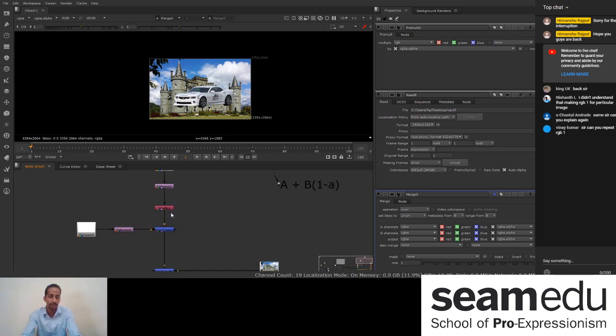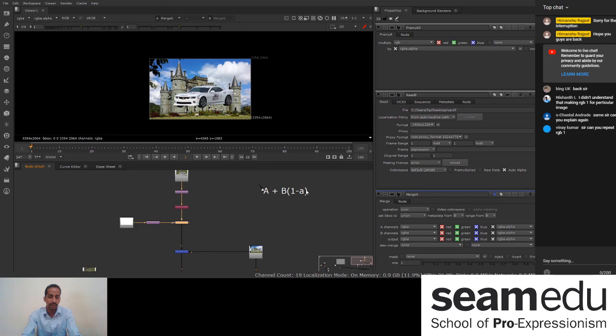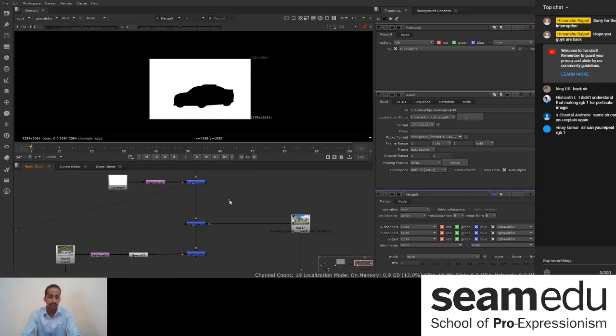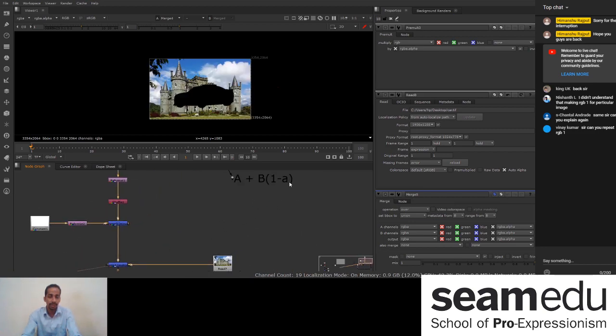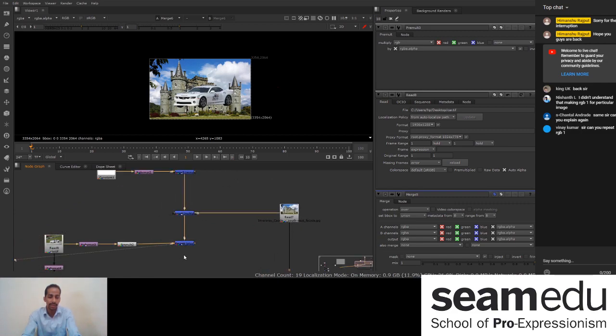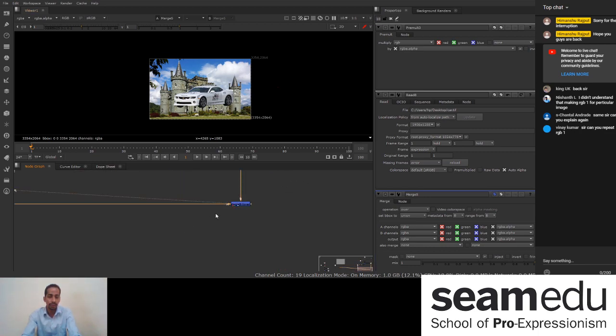So this is our manual method of using this formula by using merge nodes and shuffle nodes. So we did 1 minus A first, then we did multiply because it says multiply by B, and then it says plus A. So we did plus A, and this is the result. And that's what is happening directly in the over operation. So basically both are the same.